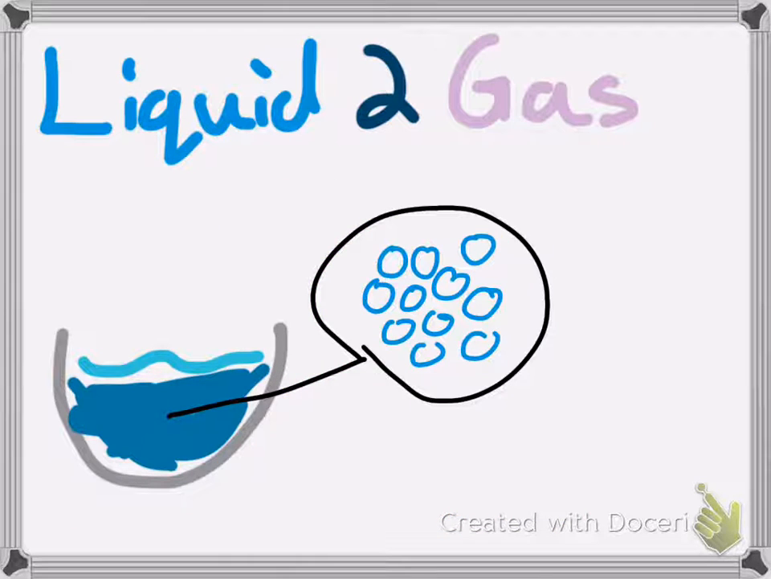Now that our ice is melted into a liquid, this liquid must become a gas. And as you can see, the water particles in the liquid aren't as neat. They're kind of just flowing out randomly. Definitely not as neat as the ice was. And to get this liquid to become a gas, it must go through a process called vaporization.